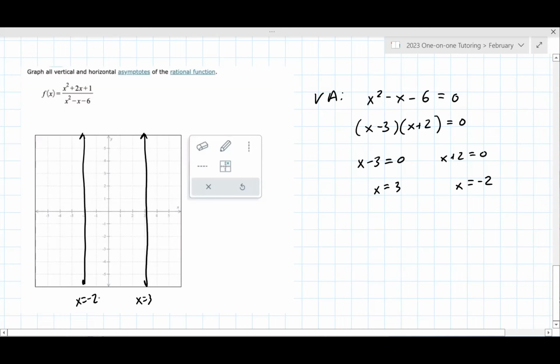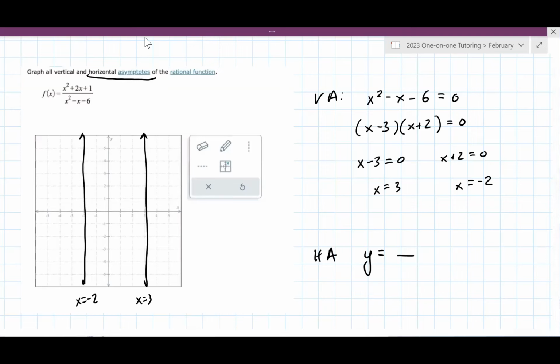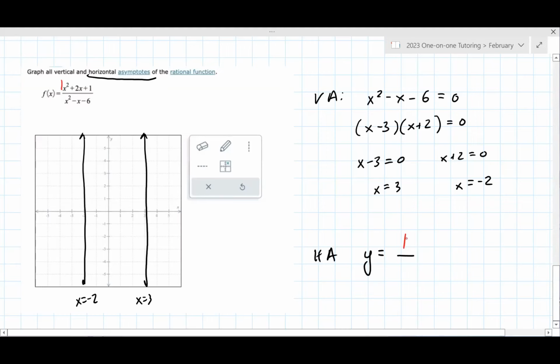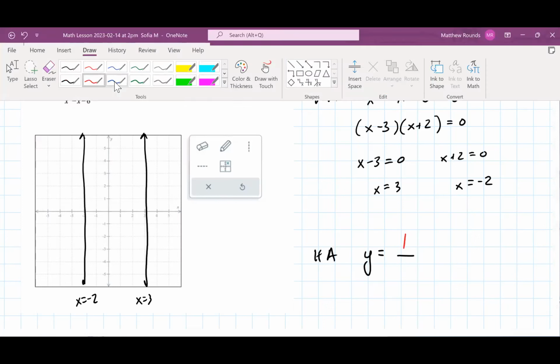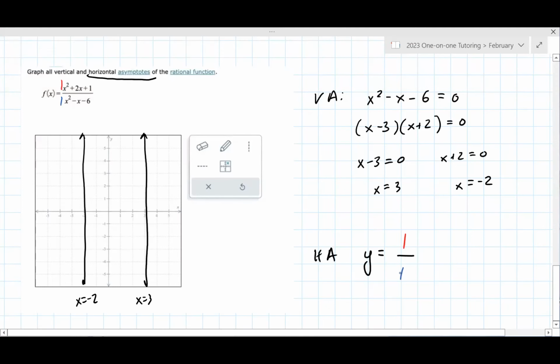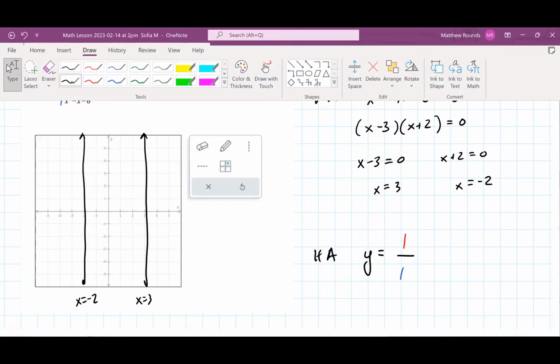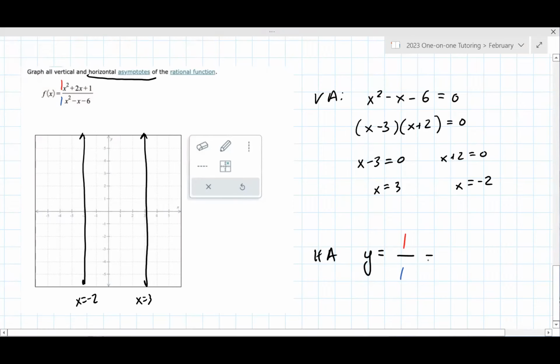The horizontal one is actually much closer to what we did previously. It's an equation, y equals. The number that goes up top is the one in front of the x squared, and the number that goes on the bottom is the one in front of the other x squared. Keep in mind, it could be 2x squared or 3x squared on the bottom. This does reduce to just 1, so y equals 1. It doesn't always, but it does in this problem. So this is everything they're asking you to do. Okay, gotcha.